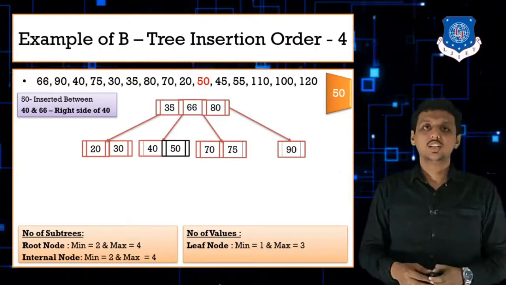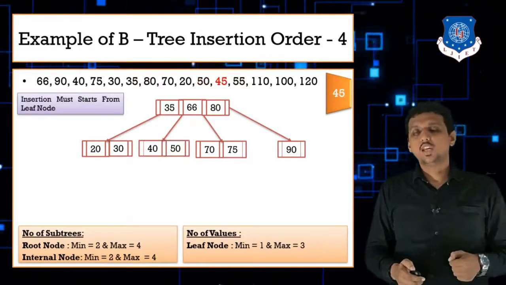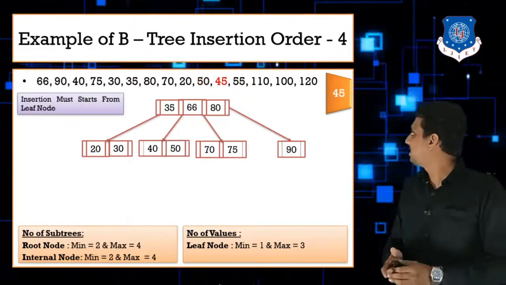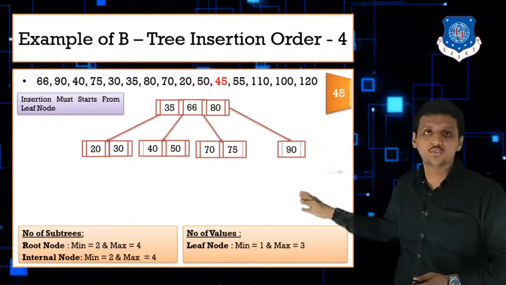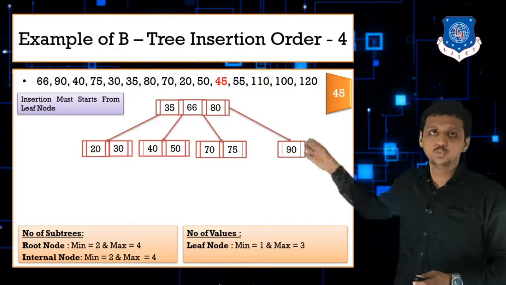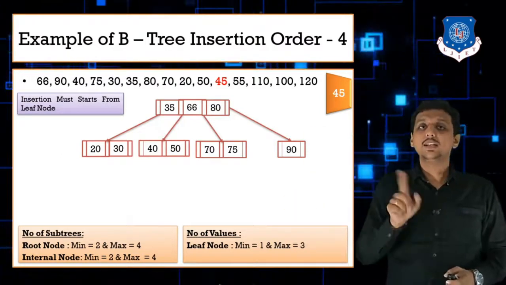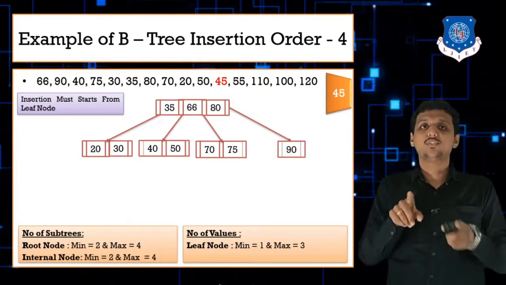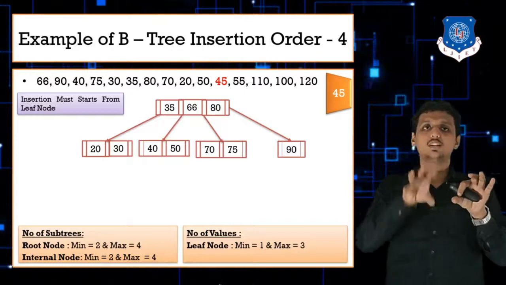Now the next value we have is 45. Students, tell me, next we have 45. Again, 45 is greater than 35 and less than 66. You need to move towards the leaf node 40, 50. Now tell me, 45 can be inserted in between 40 and 50. This is 40, this is 50, and 45 can be inserted over here.